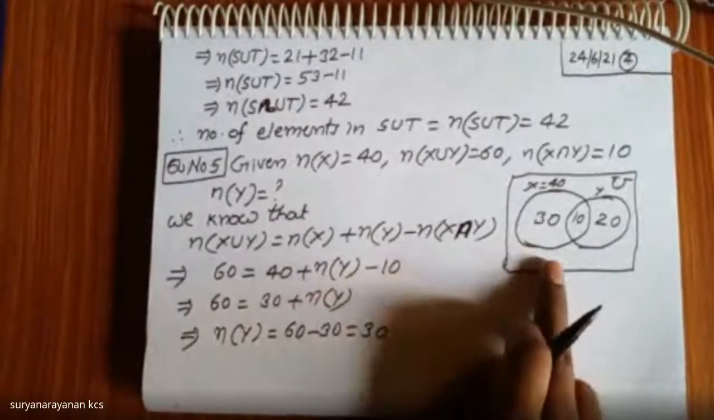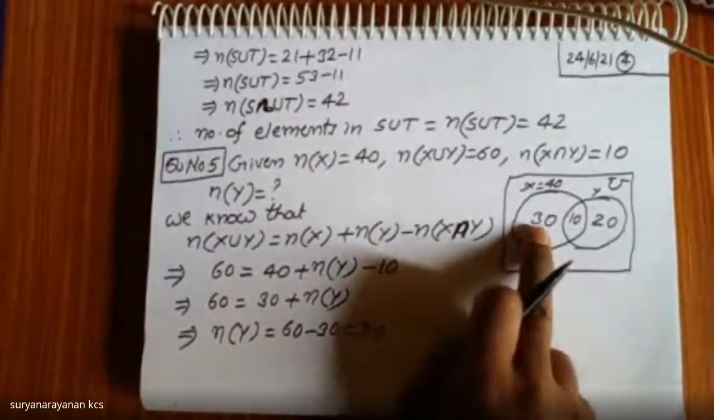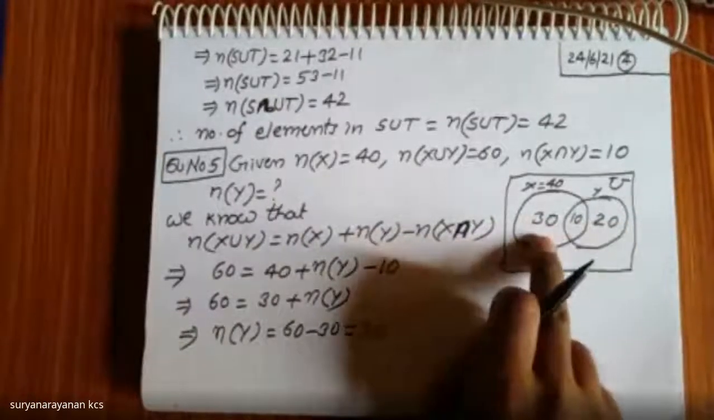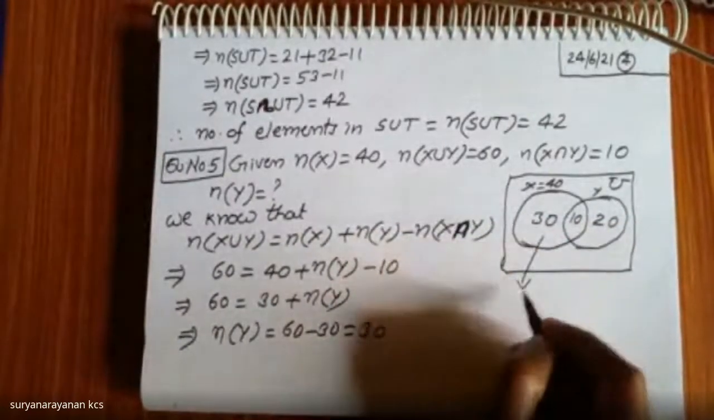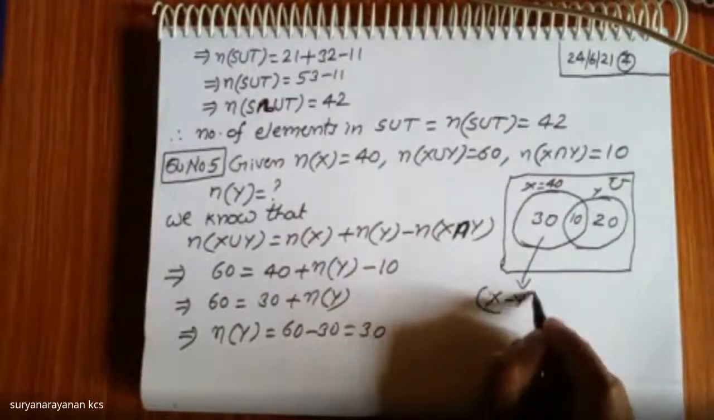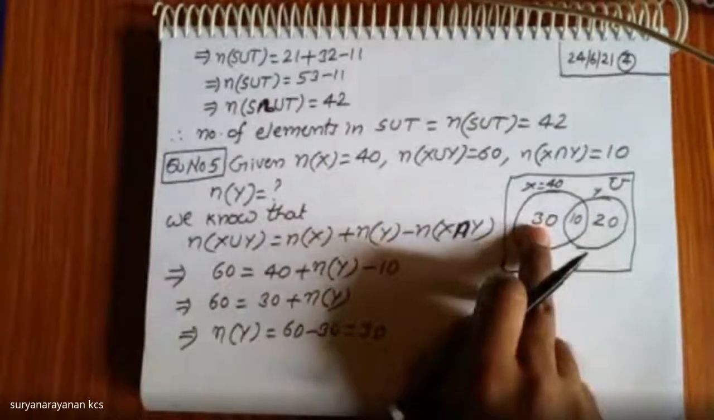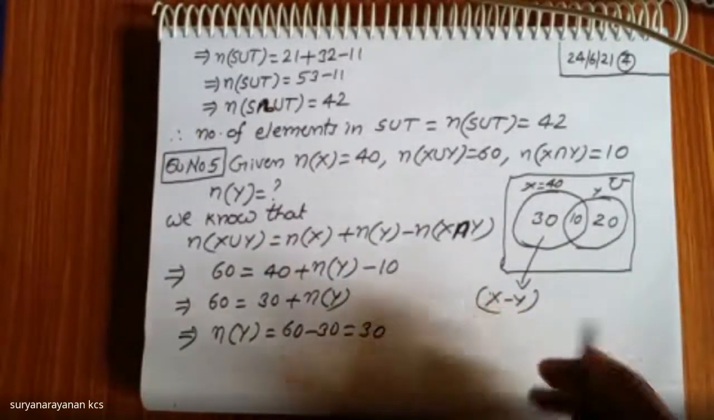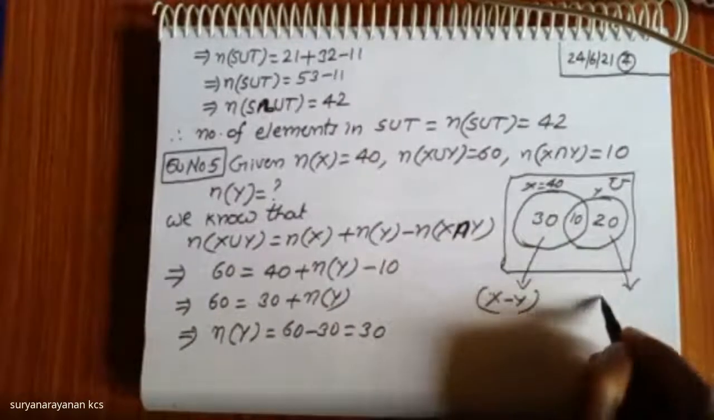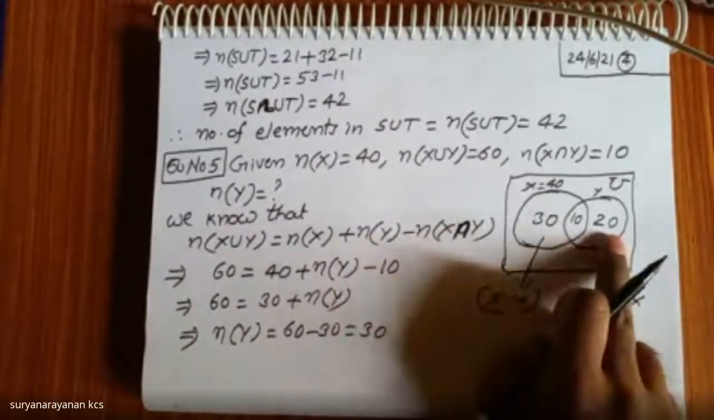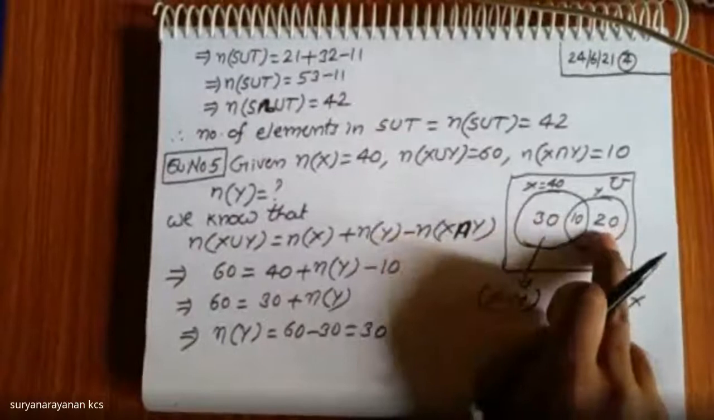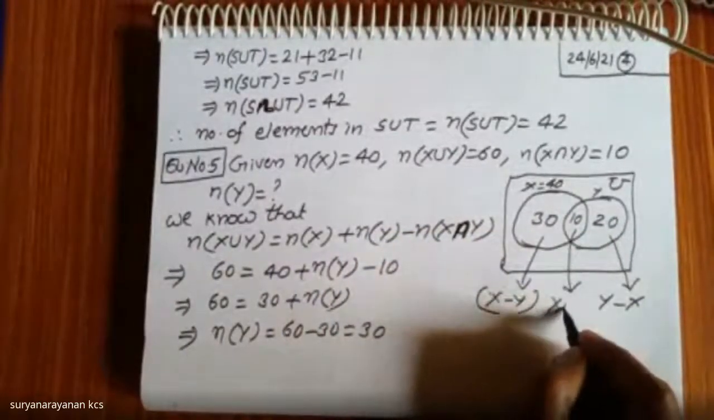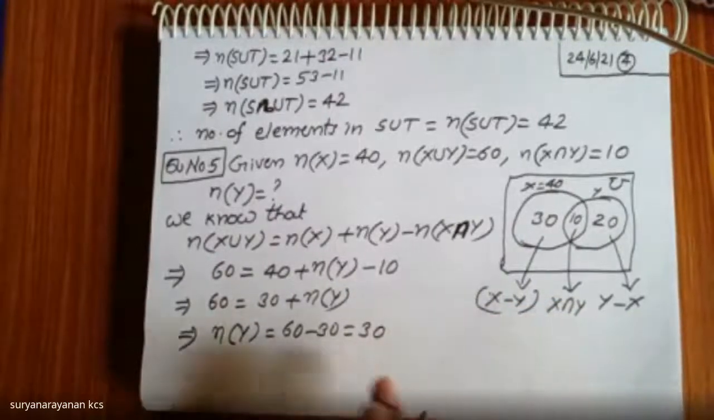But in the Venn diagram, remember this point, my dear children: this area denotes x minus y. Remember this area. Only x, not y. X minus y means only x, not y. This area denotes y minus x, means only y but not x. And this denotes x and y. X intersection y means x and y.